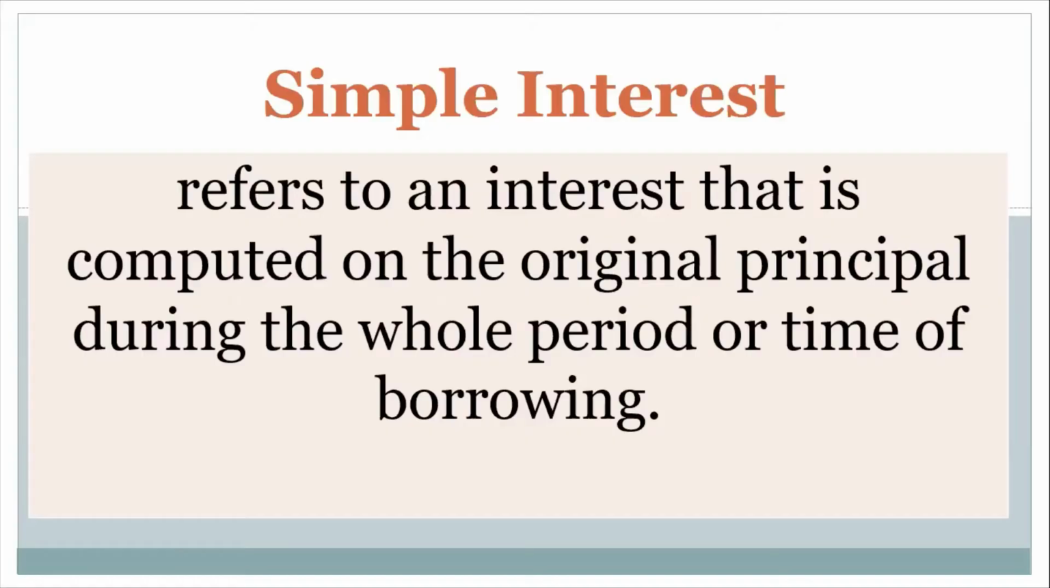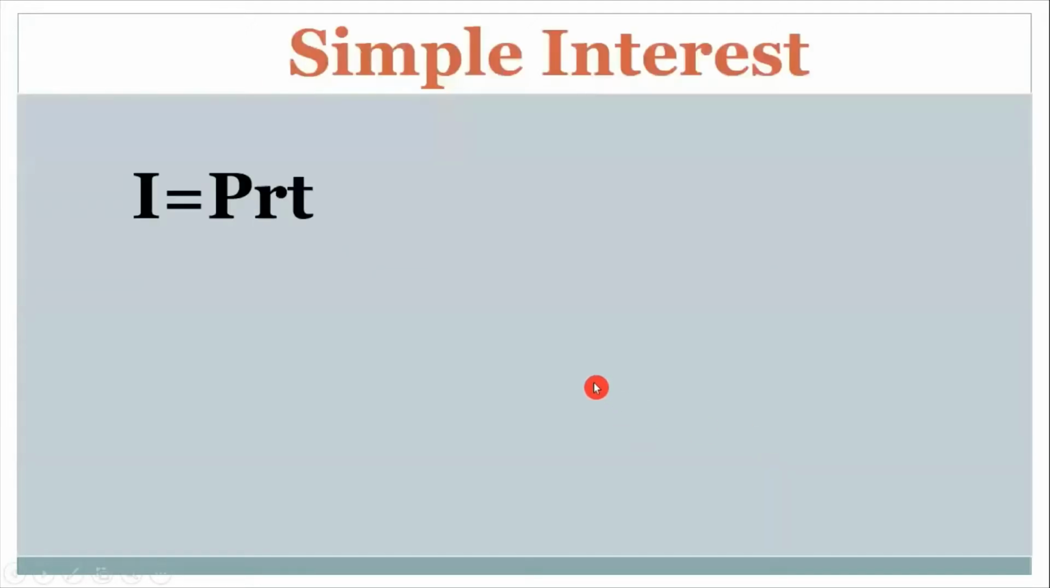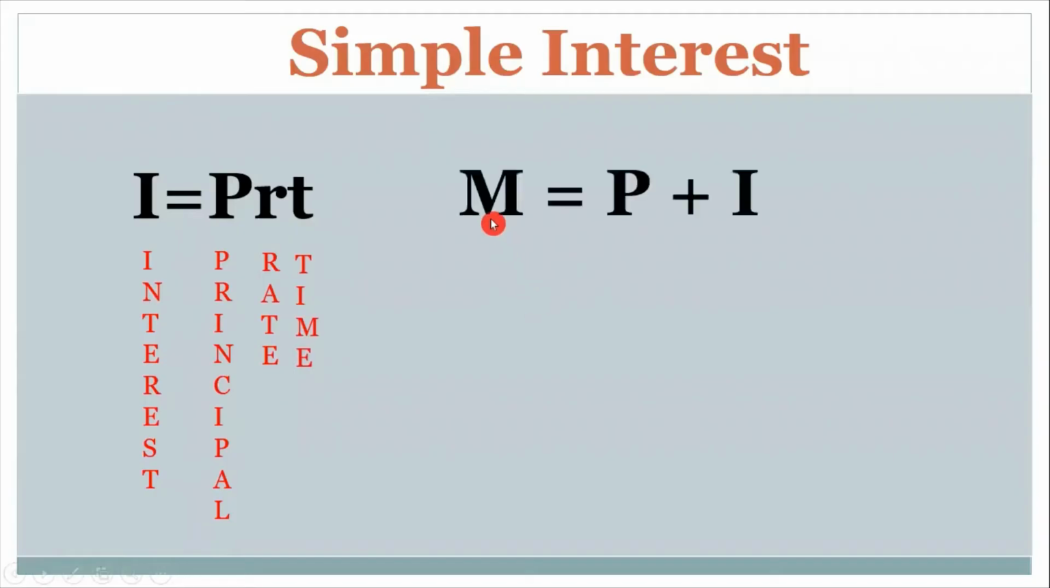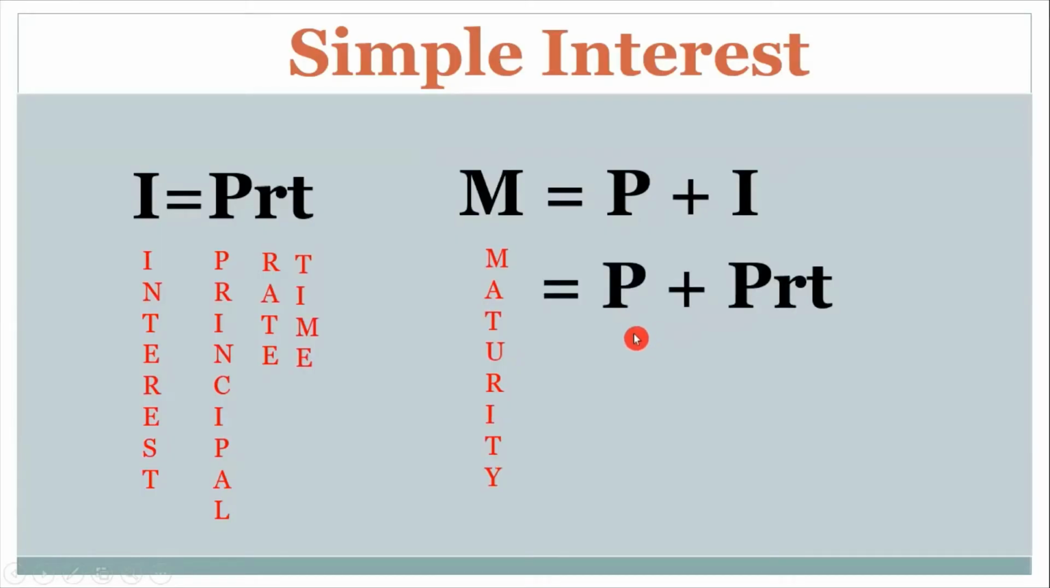Okay? Simple interest. This refers to an interest that is computed on the original principal during the whole period or time of borrowing. The formula to get the interest is I equals PRT, wherein I refers to the interest, P is the principal amount, R is the rate, and T is the time. To get the maturity value, we have this formula. M represents the maturity value of the money, which is equal to the sum of the principal amount and the interest. Or you can also use this formula, P plus PRT, for maturity value.